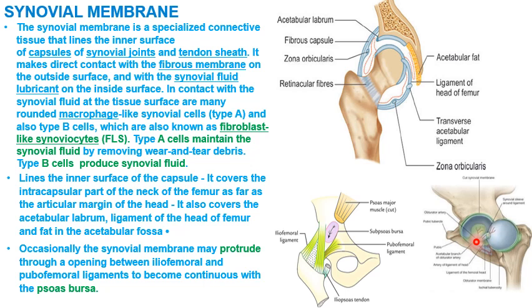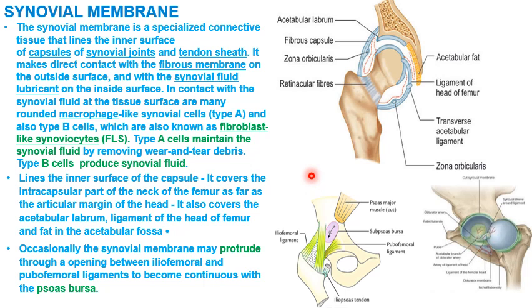We said that fat too is intracapsular but extrasynovial. Occasionally the synovial membrane may protrude between the iliofemoral and pubofemoral ligaments as a subpsoas bursa, which may become continuous with the psoas bursa, which is found around the hip joint beneath the psoas major muscle. Okay, so this is what is about the synovial membrane.